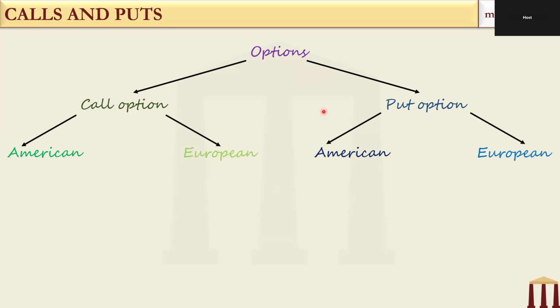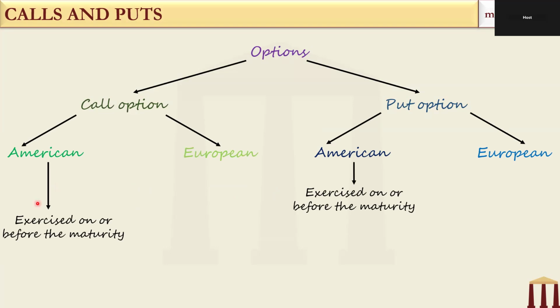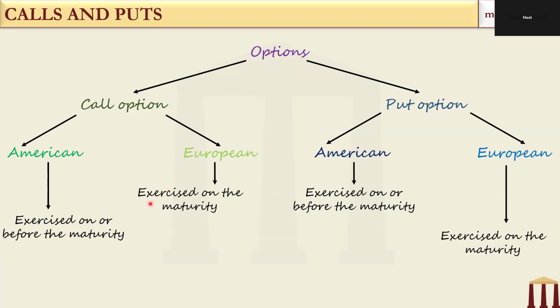What is the difference? American options can be exercised on or before the maturity date, so there is a lot of flexibility with respect to their exercise. Whereas European options can only be exercised on the maturity. Most of the analysis that we do in terms of valuation, generally we do it for European options only.